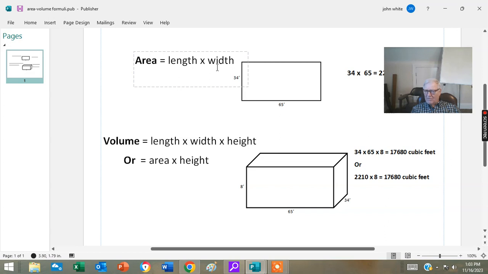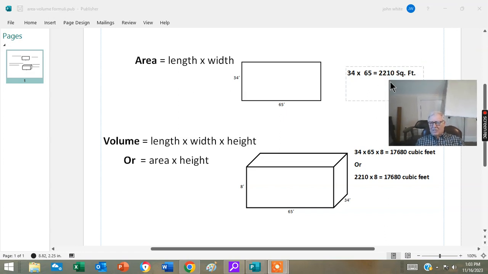Area is the length times the width. If the house is 34 feet by 65 feet, the area is 34 times 65, which is 2,210 square feet.